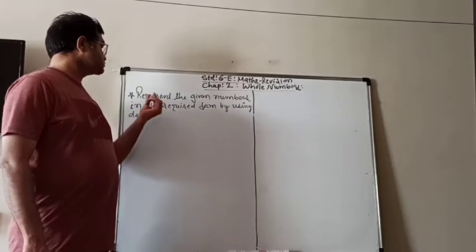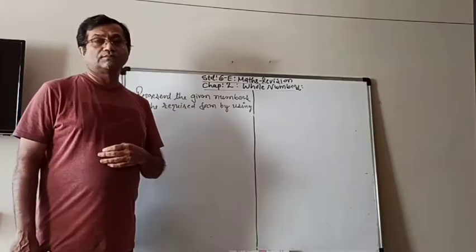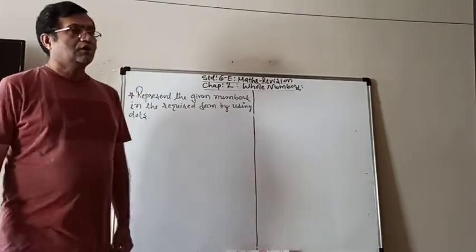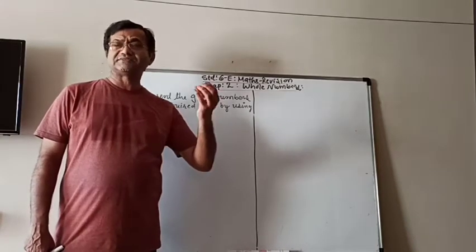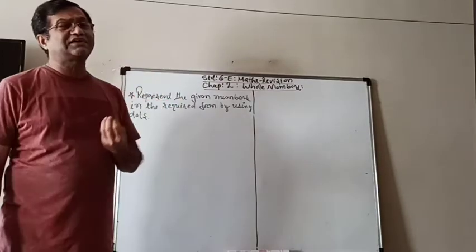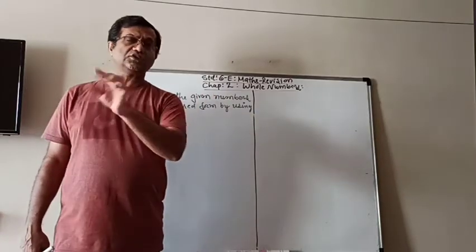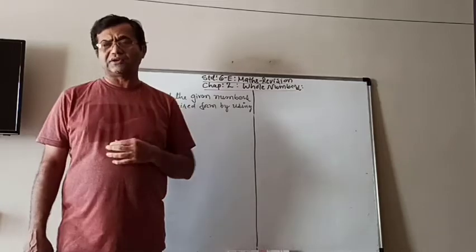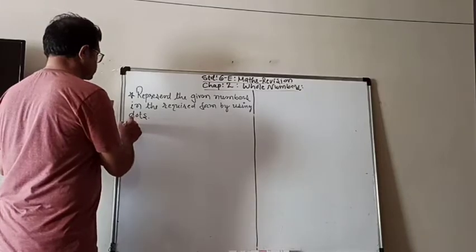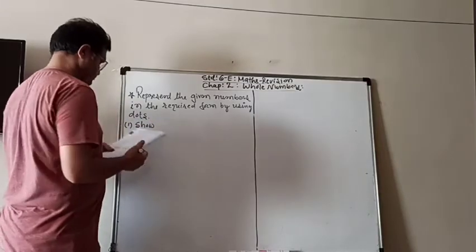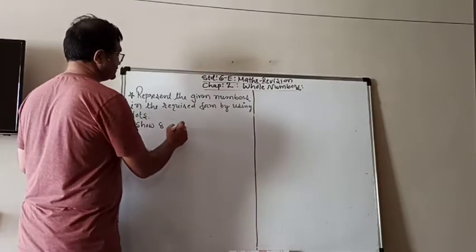Now represent the given numbers in the required form by using dots. We learned that some of the numbers can be represented as a rectangle or a square or a triangle. All the numbers can be represented as a line because we have to put the dots in a line only. So let's take some examples of that. First, say 8 as a line.